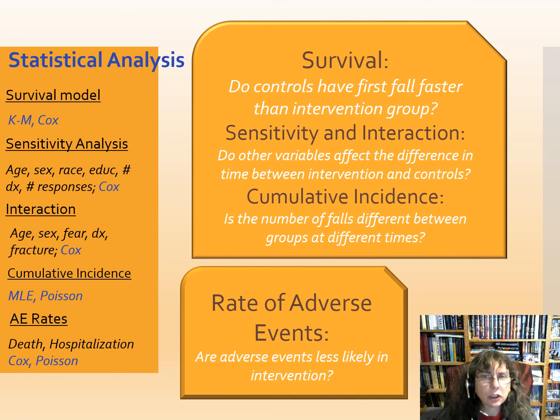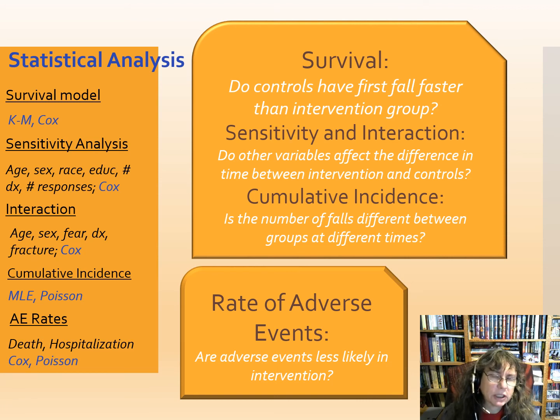They also looked at the cumulative incidence, which is basically the number of falls. Is that different between the groups at different times? They had to use the maximum likelihood or the Poisson regressions this time because cumulative incidence is count data. And you would expect most people to have 0, 1, 2, 3, say 4 falls. And then as it goes further and further up to higher numbers, there are fewer and fewer people with that number of falls. It's a skewed distribution. So that's why they use the Poisson for that.